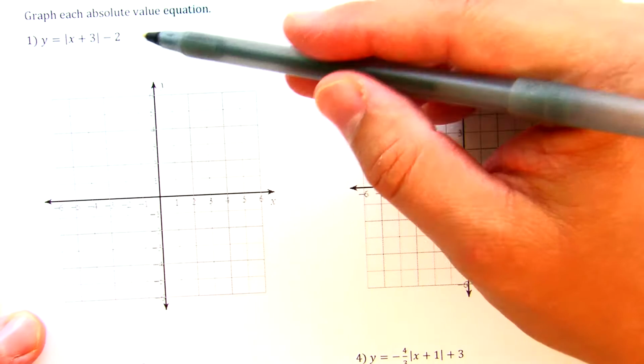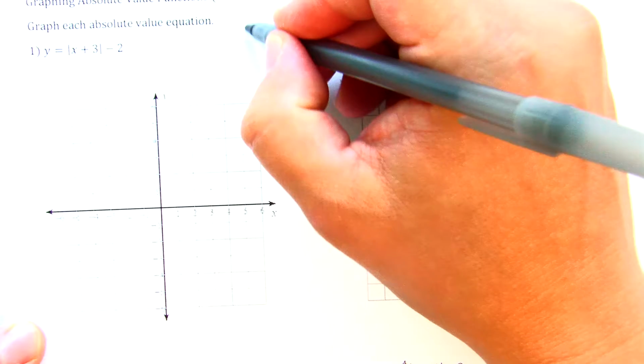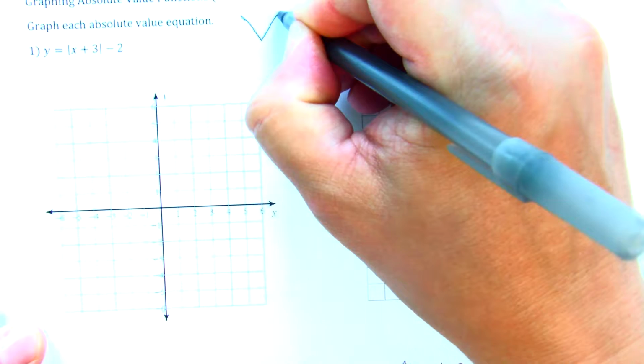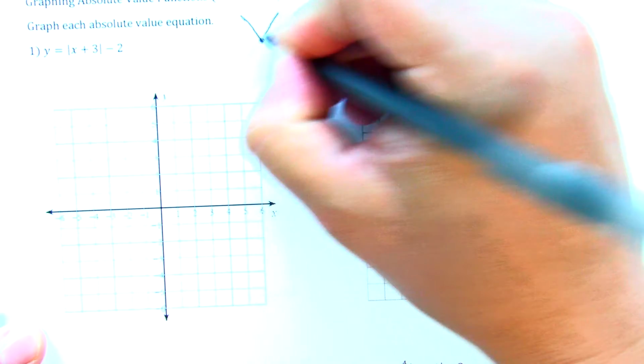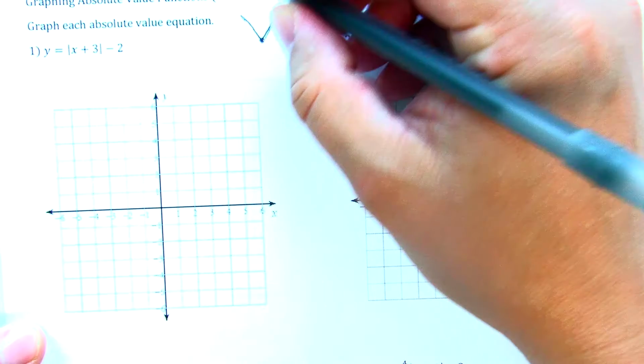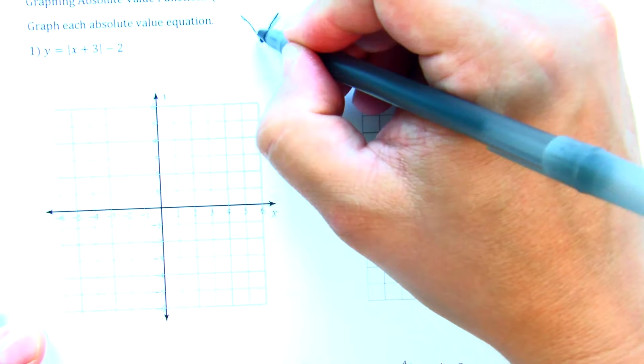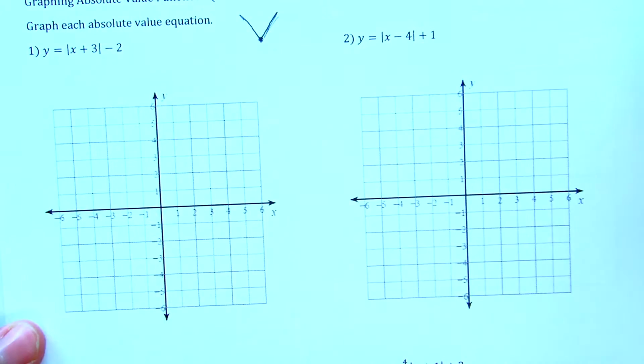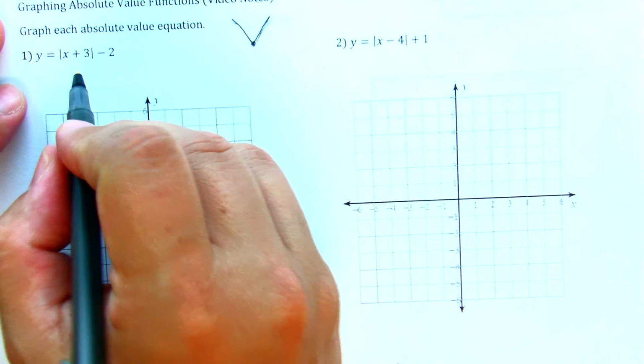We know it's absolute value, so we know that the shape is going to be a V. We know that it's going to have a vertex right down here, so we're going to find that vertex. And then we'll find the slope of the right-hand side, which will tell us what the left-hand side is, because the left-hand side will be just a mirror image of the right. Okay, so let's start here.